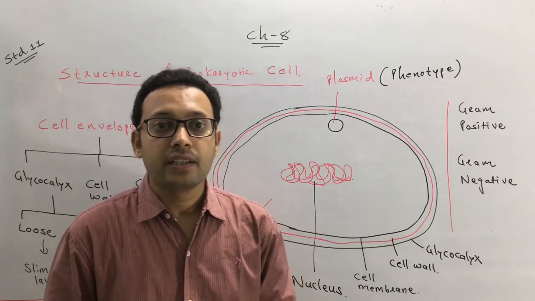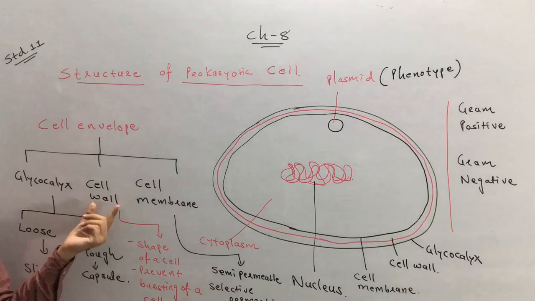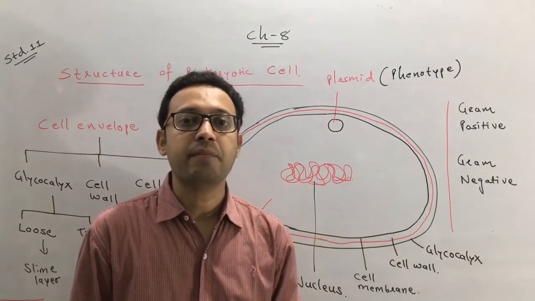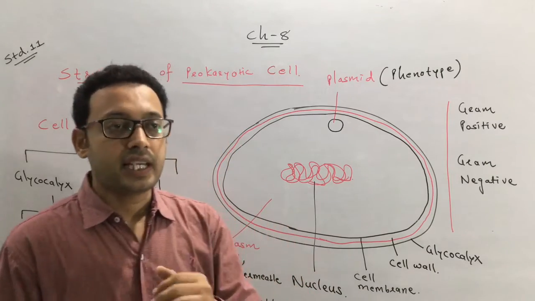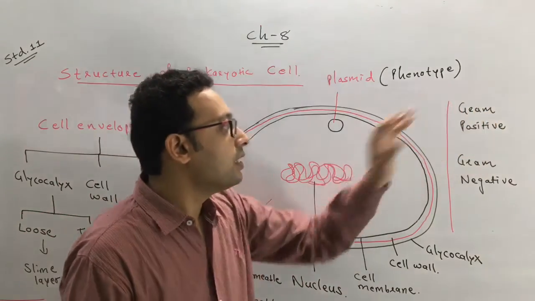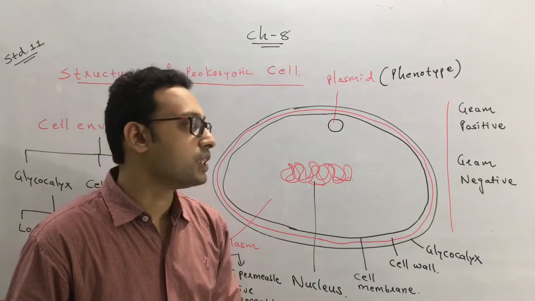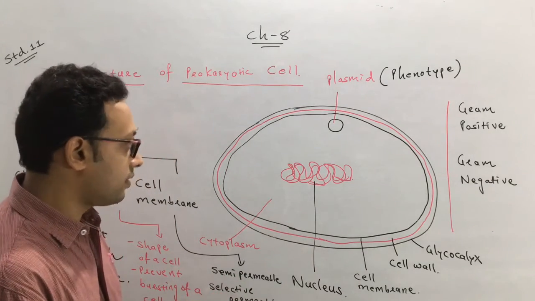Okay, and staining is due to differences in the structure of the cell wall of bacteria. All bacteria don't have the same kind of cell wall structure. They have different cell wall structures, and based on that, these are the two categories of bacteria: gram-positive and gram-negative.